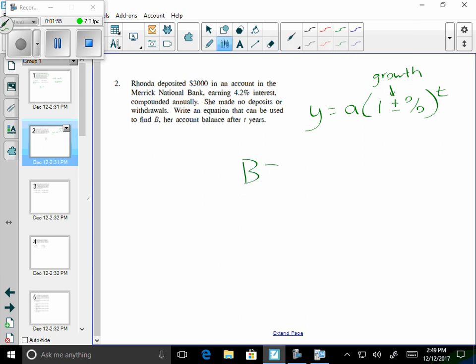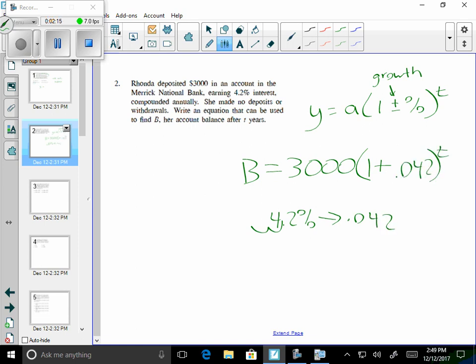So her balance is equal to the starting amount, which is 3,000 times 1 plus 4.2%. If we want to make it into a decimal, we have to move our decimal point 2 spaces to the left, which gives us 0.042, and then to the t. Make sure you're using the letters that were given to you in the problem. The other way you could write this is you could actually take the 1 and the 0.042 and add them together so it looks like that. Either of those two answer choices will work for this problem.